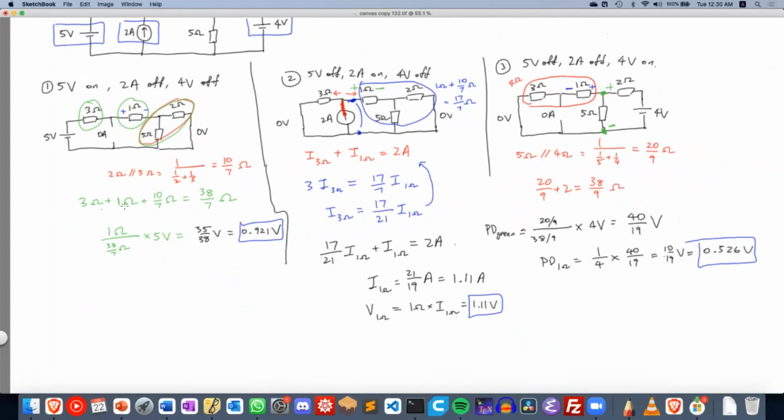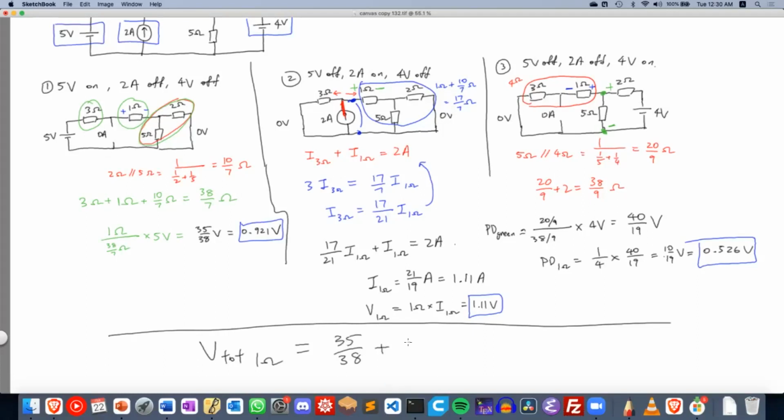So taking all these results, the total PD, V total across 1 ohm, is going to be 35 over 38 plus 21 over 19 minus, because this one has the opposite polarity, minus 10 over 19. And that's going to give us 1.5 volts.